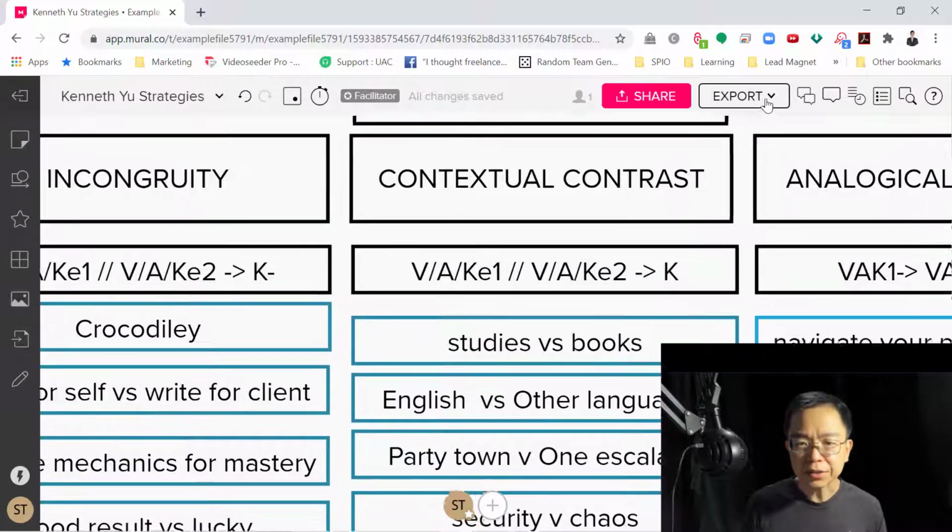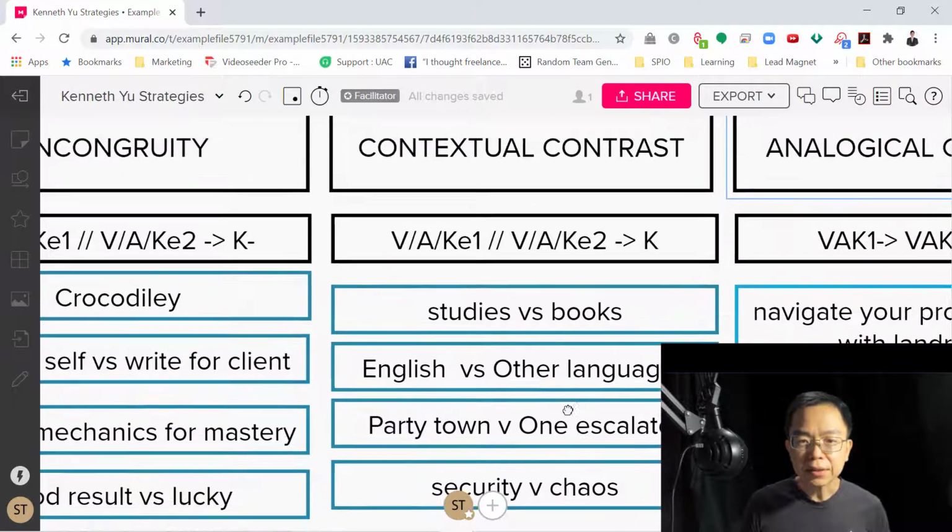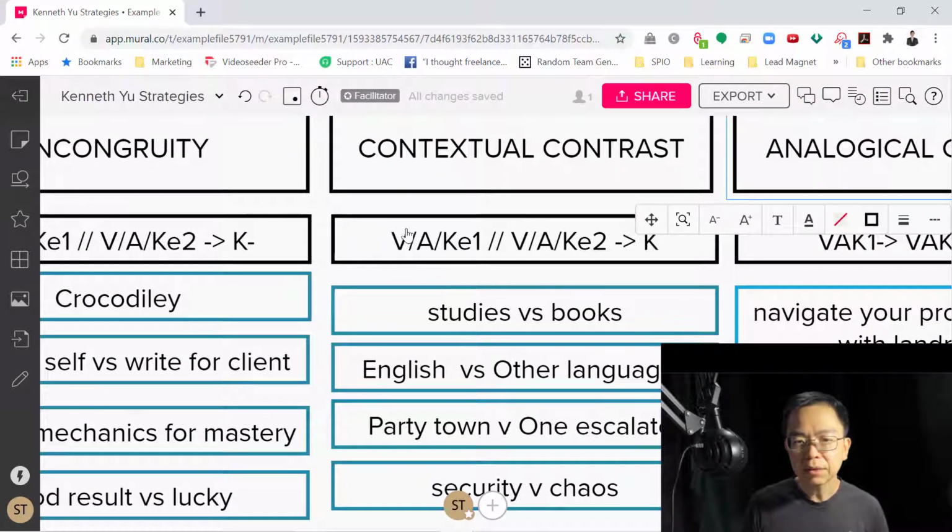Let's look at context and contextual contrast. So the context is this. There is a context, right? Visual, auditory, kinesthetic experience, number 1 versus number 2. And when you contrast these, again, it gives you a different feeling. Now, the context means the physical, environmental context, or even the time context, right?